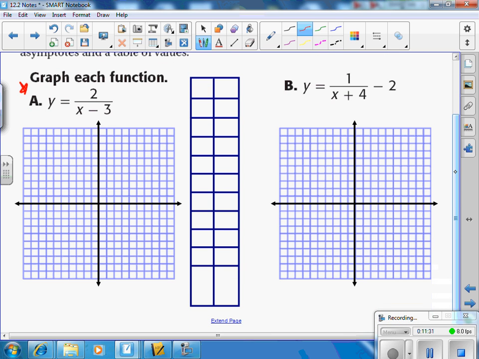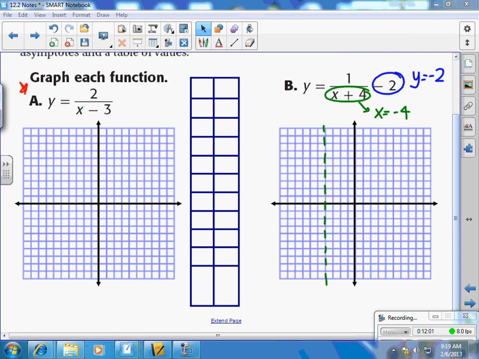So the first thing you should do is find your asymptotes. This part right here tells me that x cannot equal negative 4. So that's one of my asymptotes. X equals negative 4. 1, 2, 3, 4. This vertical line that my graph cannot cross. And then this part right here tells me that y can never equal negative 2. So that's my other asymptote.